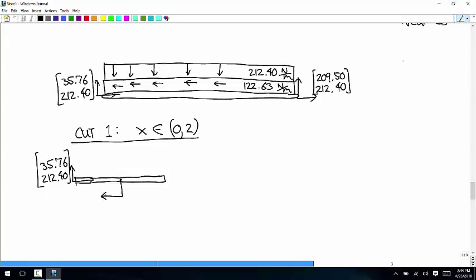Now that we've chosen the body to isolate, we can represent both of these as point forces. I'll draw the horizontal one like that, and it has a value of 122.63 times x, because that's a uniform distributed load. And then we have the downward force that's equal to 212.40 times x. And then the internal loads, T, V, and M.